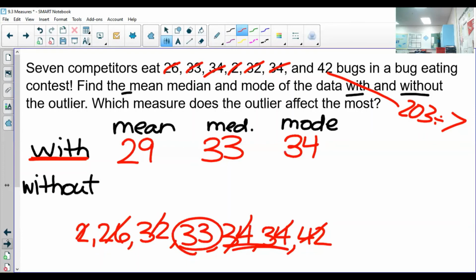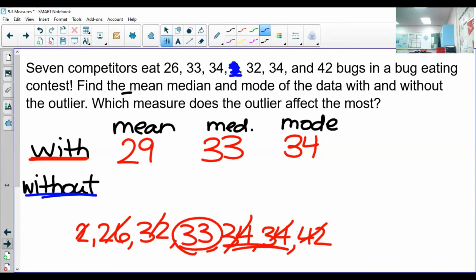Now we're going to do it without, and I'm going to do without in blue. Okay? So now we need to identify the outlier, or outlier, whatever you want to say. Okay? What's the outlier in this set of data? Well, I think that's pretty obviously 2, isn't it? Everything else is right around the 30, 40, even the 26 is pretty good. So let's not use the 2. Okay? We're not going to use the 2 this time.